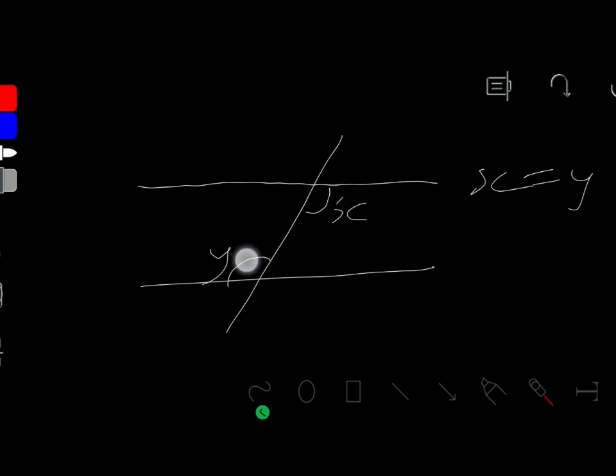That means here is equal to here. Whatever angle you have here will be what you will have here. Alternate angles. So that's it for this.